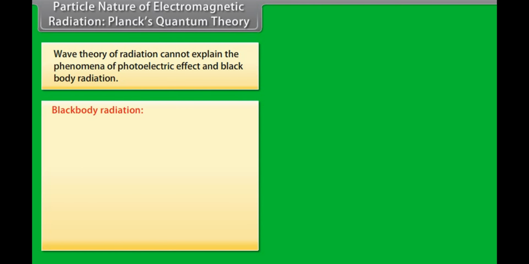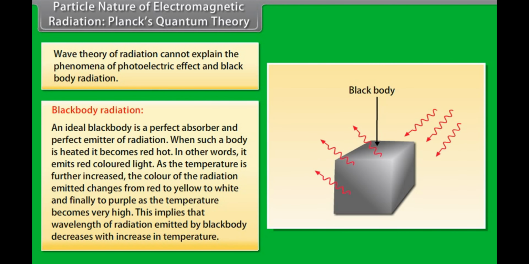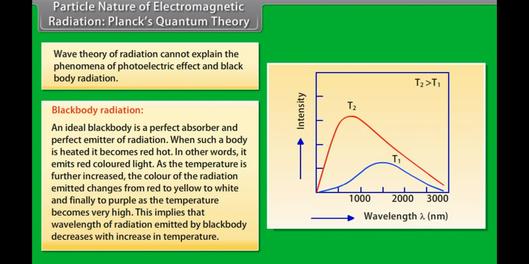Planck's quantum theory. Wave theory of radiation cannot explain the phenomena of photoelectric effect and black body radiation. Black body radiation. An ideal black body is a perfect absorber and perfect emitter of radiation. When such a body is heated, it becomes red hot. In other words, it emits red-colored light. As the temperature is further increased, the color of the radiation emitted changes from red to yellow, to white and finally to purple as the temperature becomes very high. This implies that wavelength of radiation emitted by a black body decreases with increase in temperature.